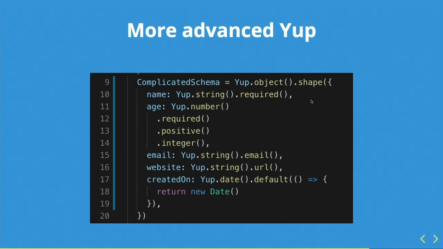We can do some more advanced things with Yup as well, and this is an example of that. Here we've got the basics we had before, a name field that is a string and required. After that, we've got an age field. As you can probably see, we've said it should be a number, that the field's required, and that it has to be positive and an integer. We've got the same things as before with email. You can do it with URLs. And the other thing you can do here is provide a default value, so if they don't fill in the field, you can provide a default value for it as well.